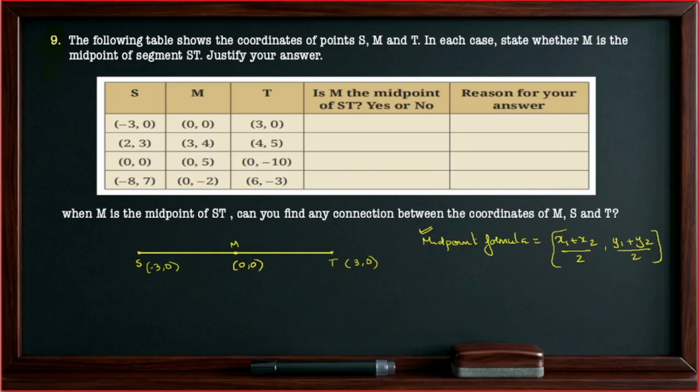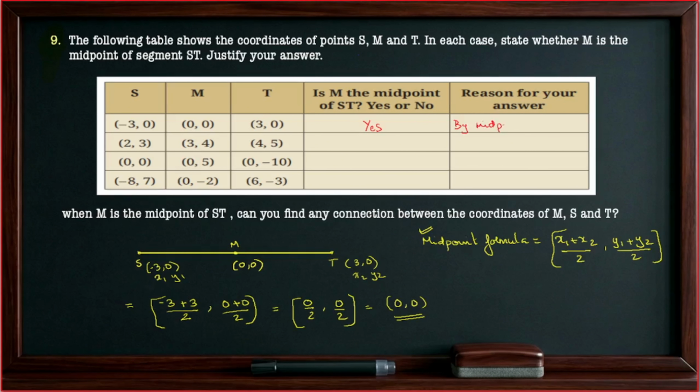So here the S coordinates are minus 3, comma 0. So this is x1, this is y1. For T, the coordinates are 3, comma 0. This is x2 and y2. So we can write it as minus 3 plus 3 by 2, comma 0 plus 0 by 2. And this is equal to 0 by 2, comma 0 by 2, which is equal to 0, comma 0. And they have given that the coordinate of M is 0, comma 0, and we are getting the answer as 0, comma 0. So here we can write, is M the midpoint of ST? Yes, it's yes. And the reason for your answer, by midpoint formula.